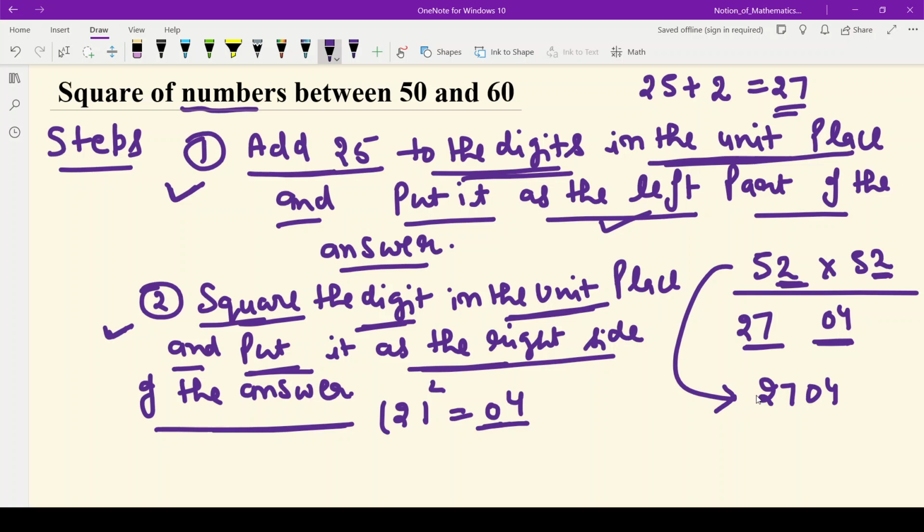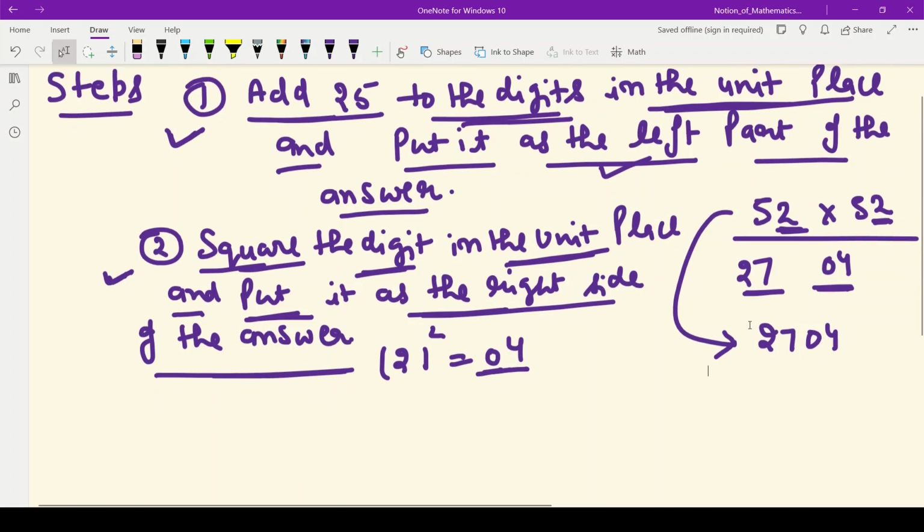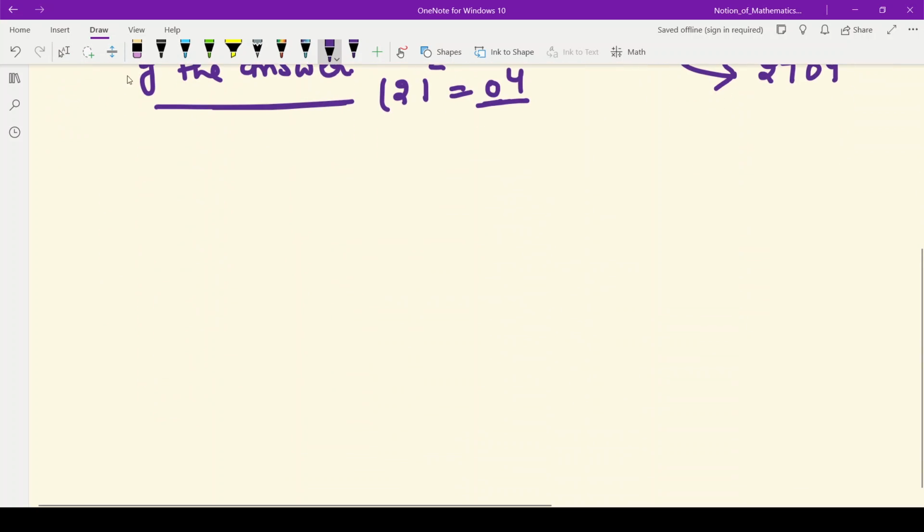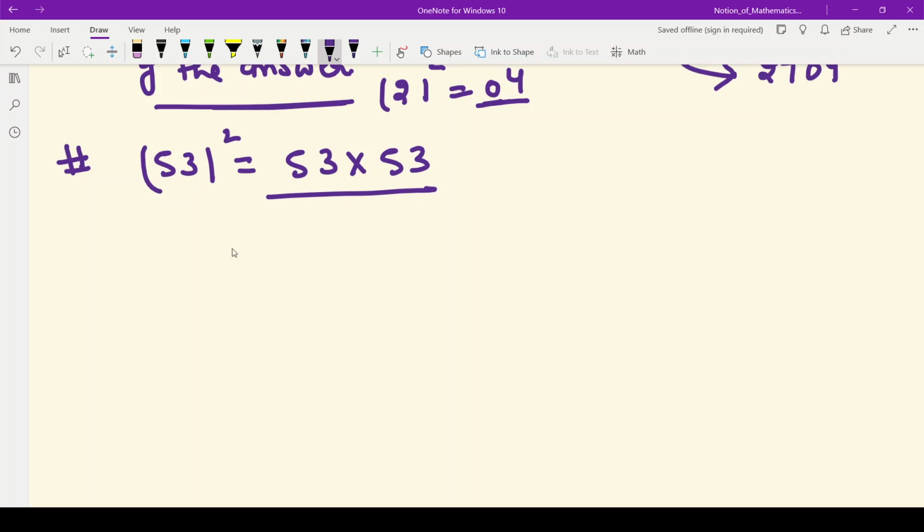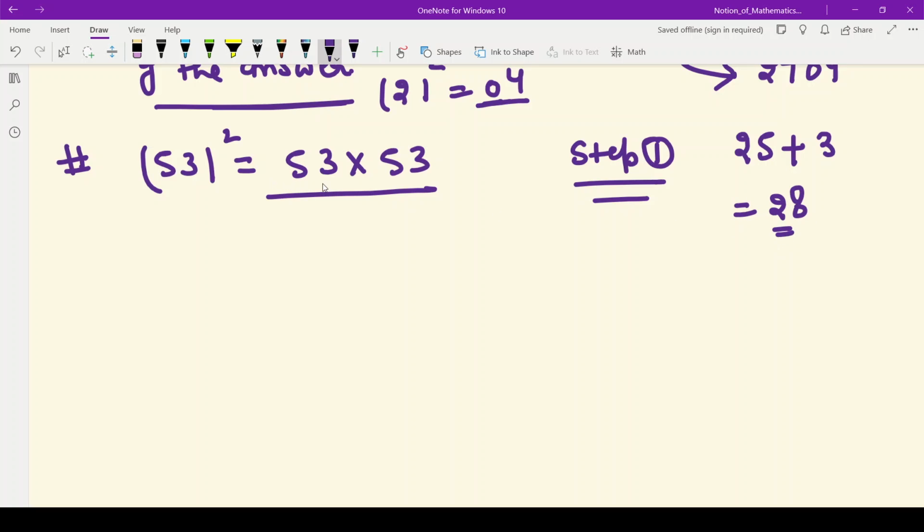I hope students this concept is quite clear to you, but still I will be discussing a few more examples. Suppose I want to evaluate 53 whole square, that is 53 into 53. As I told you, there are two steps. As per the first step, we will add 25 to the unit digit. That is 25 plus 3, which is 28. The unit place digit is 3. That 28 I will be writing in the left part of the answer.